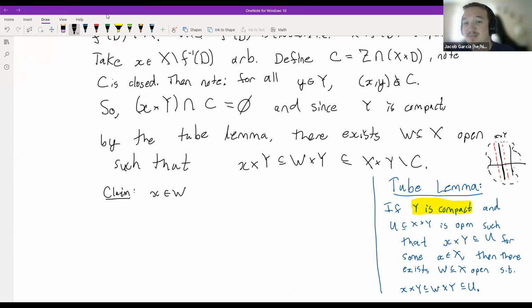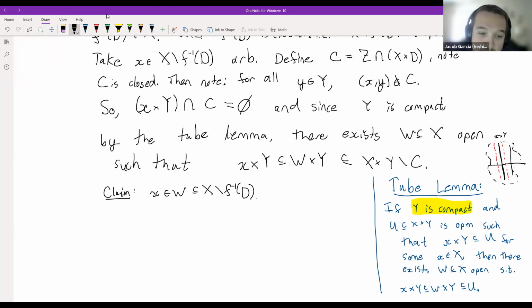This part we actually know, like it's stated out here from the property, right? The tube lemma gave us that x is contained in W, but the point is that it's also contained in the complement of this set here. Right? So, like I said, this first part is clear. The second part is the only part that you might want to say a couple sentences.